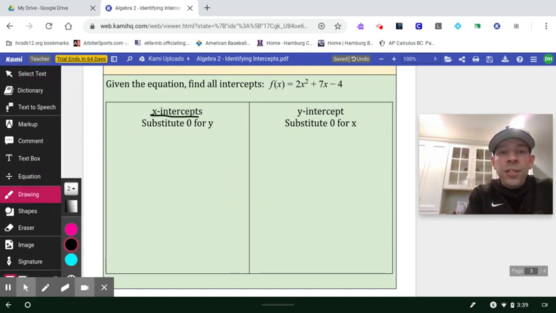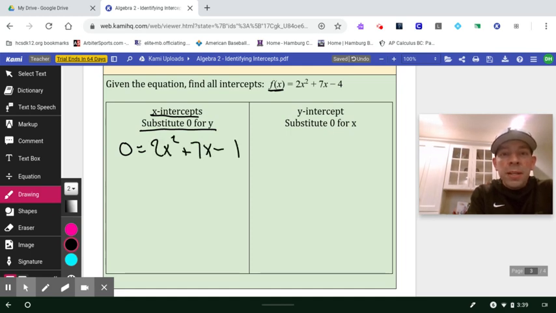So for those x-intercepts, and I would say 90% of the time, at least, the x-intercepts are more challenging than the y-intercepts. We're going to substitute a 0 for y, which is this f of x. So we'll say 0 equals 2x squared plus 7x minus 4. Now you'll notice we're working with a quadratic function instead of a linear function like we were in the last example. So now your go-to method is factoring.